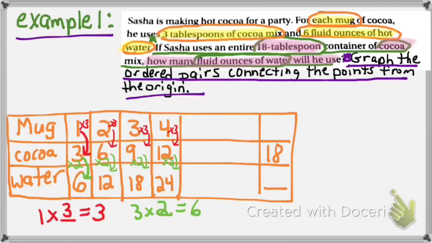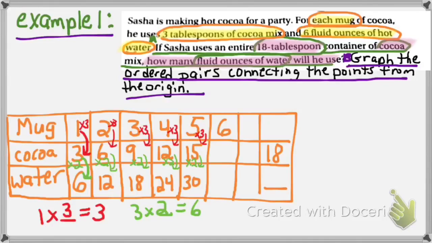Let's try 5 mugs. We'll apply the rule, 5 times 3 equals 15, so that's 15 tablespoons of cocoa. Still not at the 18 I'm stopping at, so I'll keep going. Apply the rule to the cocoa, which is times 2, and 15 times 2 is 30. So for 5 mugs, I'll need 15 tablespoons of cocoa and 30 fluid ounces of water.